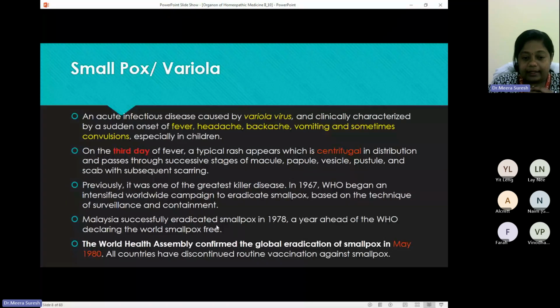Malaysia successfully eradicated smallpox in 1978, a year ahead of the WHO declaring the world smallpox free. WHO declared it in 1979, but in MCQs, we always consider this one, May 1980, when the World Health Assembly confirmed the global eradication of smallpox. All countries since then have discontinued routine vaccination against smallpox.